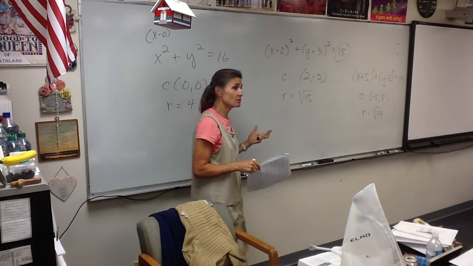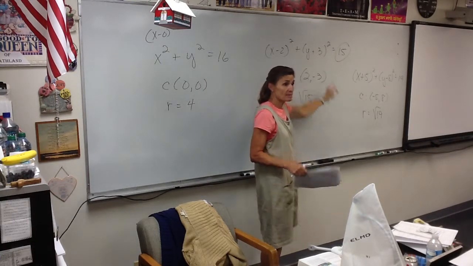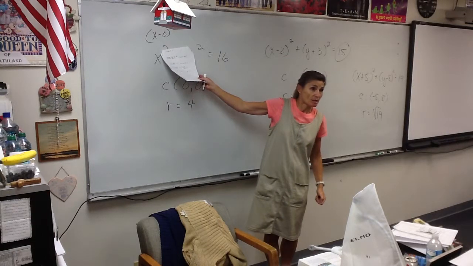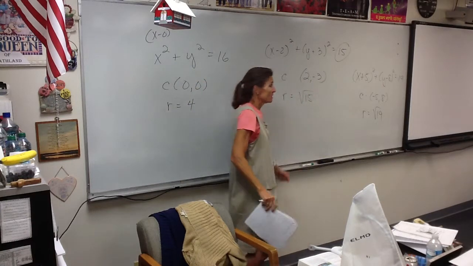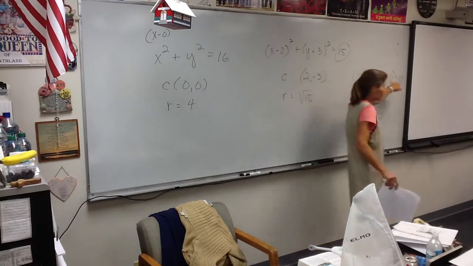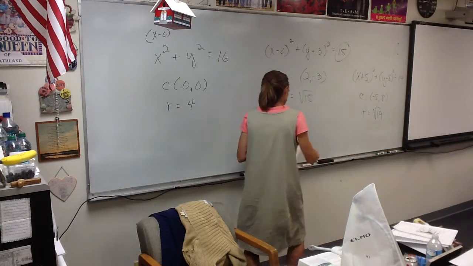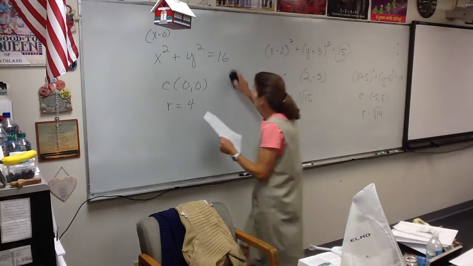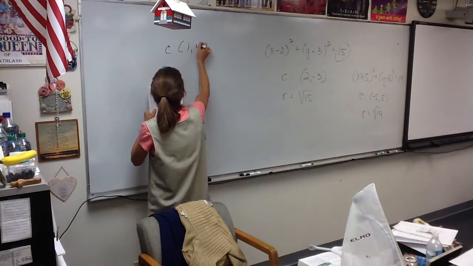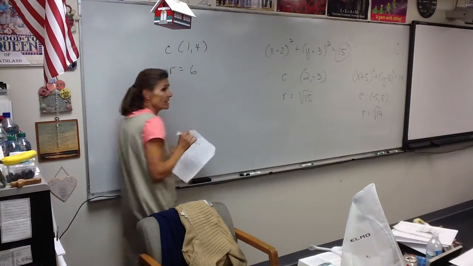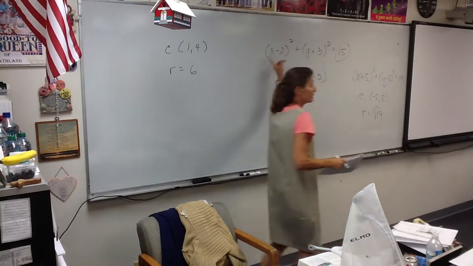Okay, so how do we find the center? We take the opposite of what's in the parentheses. If there's nothing in the parentheses, then it's just 0, right? How do you find the radius? You take the square root of this extra number, the equals number. Now, I want you to do that backwards. Look at part 5. What if you knew that the center was 1, 4 and the radius was 6? What would your circle equation look like?